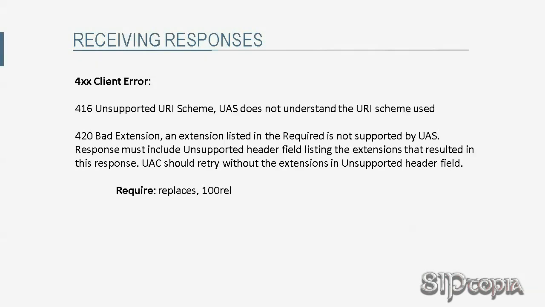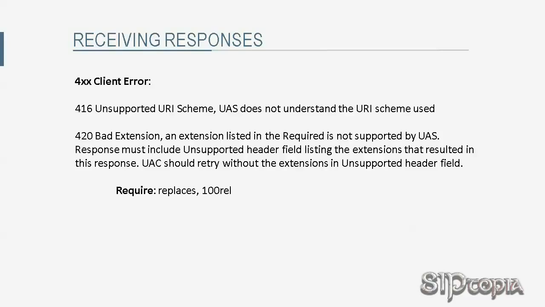420 Bad Extension. An extension listed in the Require header field of the request is not supported by the UAS. This response must include an Unsupported header field listing the extensions that resulted in this response. The user agent client should now retry the request without the extensions called out by the Unsupported header field.